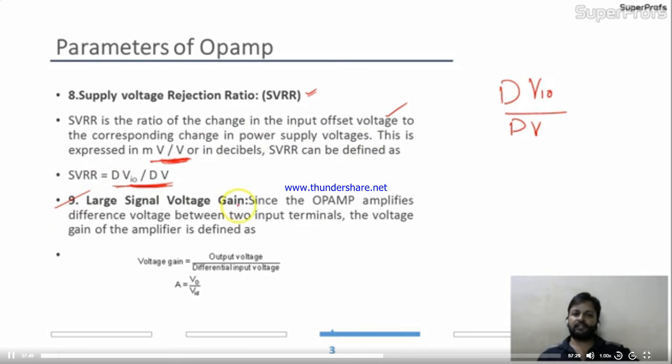Now come to the large signal voltage gain. Since the op-amp amplifies the difference voltage between two input terminals, the voltage gain of the amplifier is defined as the large signal voltage gain. A is nothing but V0 by Vd, output voltage divided by differential input voltage. So this is nothing but AD, V0 divided by V1 minus V2. This is the large signal voltage gain. The range of this is 10 to the power 6 to 10 to the power 8. Okay, so that's why I'm saying this is very large.